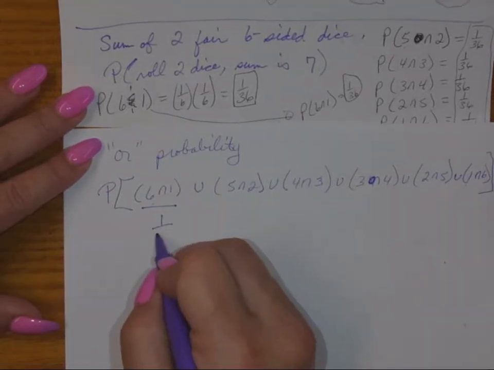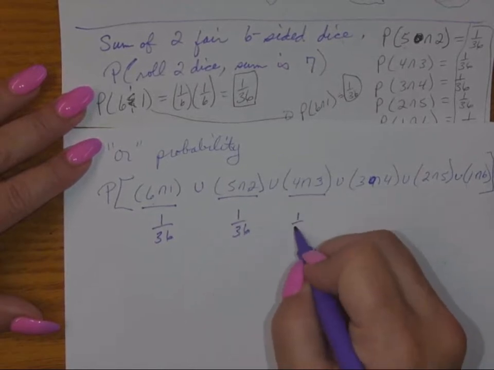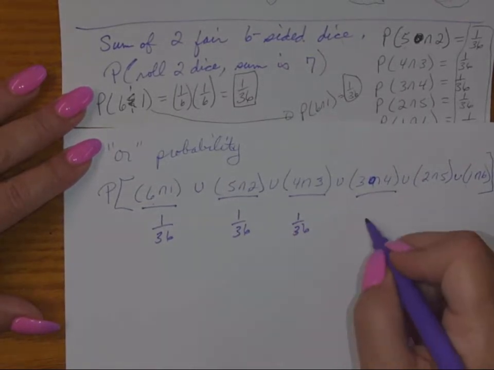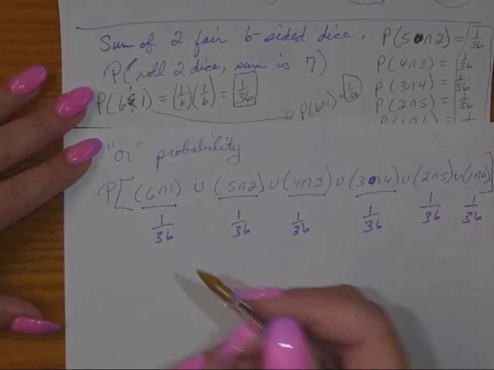This is a 1/36. This guy's a 1/36. This guy's a 1/36. This guy's a 1/36. This guy's a 1/36. This guy's a 1/36. So I've got all of those, right?